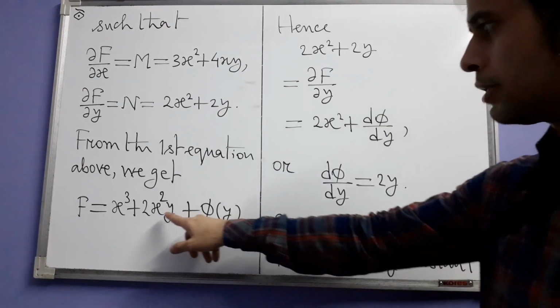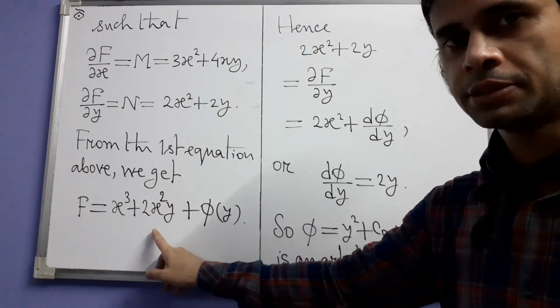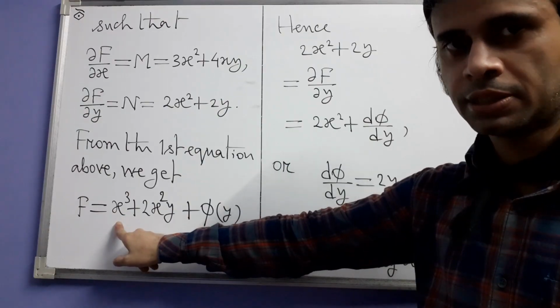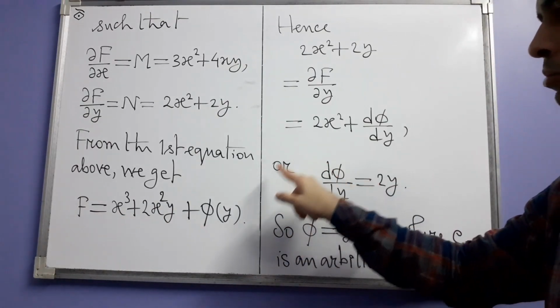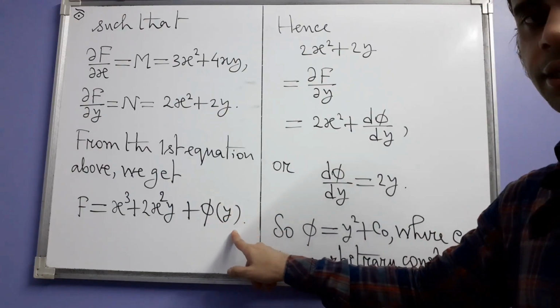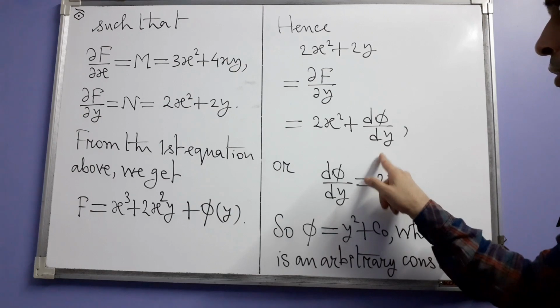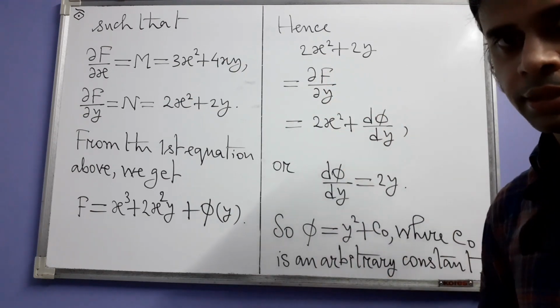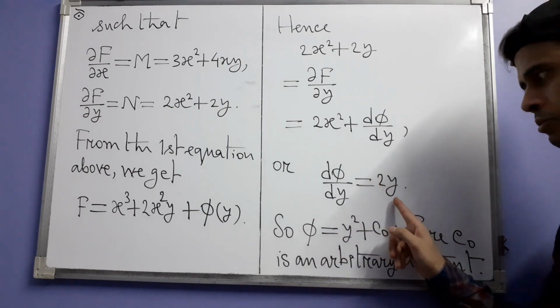So if you differentiate partially this right hand side with respect to y, the first term will contribute 0 because there is no y. This will turn into 2x square plus the ordinary derivative of phi with respect to y. So you see that 2x square and 2x square cancel each other from both sides. So that way you get d phi dy equal to 2y.